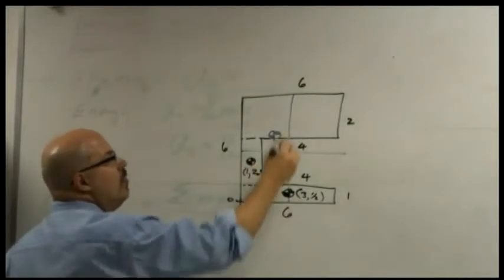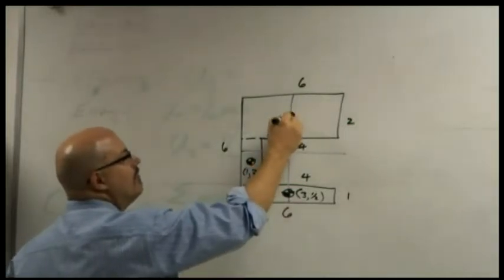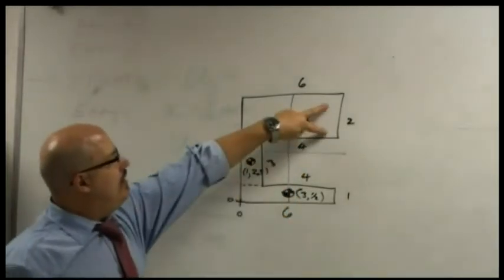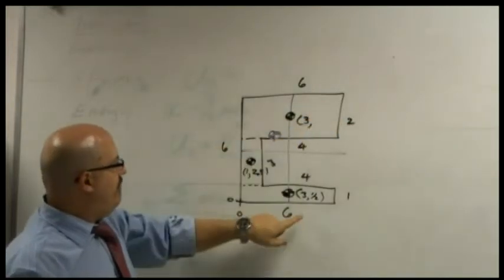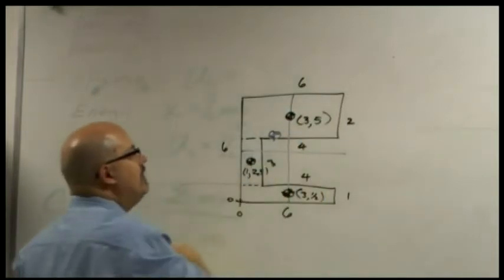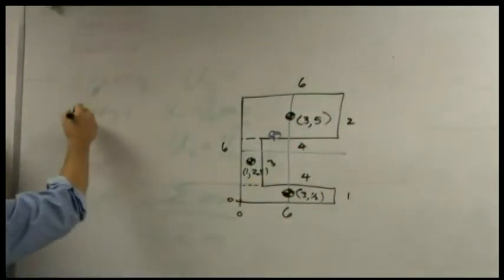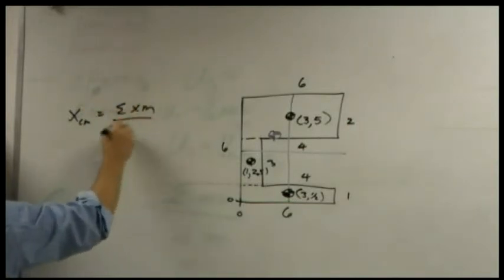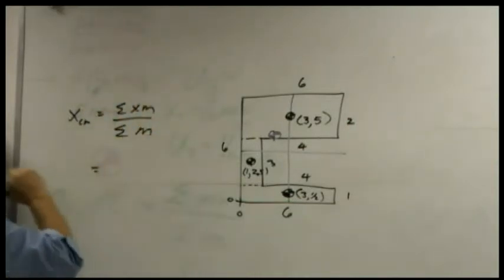Where's the center of mass of this thing? 3 and 5. 1 plus 3 plus 1, 5. All right, so here we go. Now, in the x direction, my x center of mass is the sum of my x m's over the sum of my m's. The units cancel, but these m's you can't cancel.